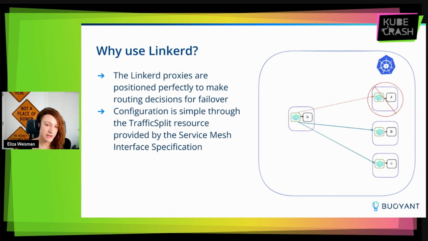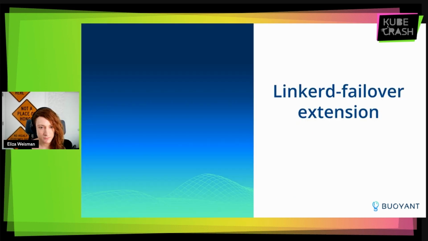And then in Linkerd, we have the traffic split resource, which is provided by SMI, the Service Mesh Interface. And Linkerd can watch these traffic splits and use them to do traffic shaping, to route traffic between different replicas. This is something that Linkerd implements as part of its implementation of the SMI spec. And so we can use those traffic splits to do failover with Linkerd proxies.